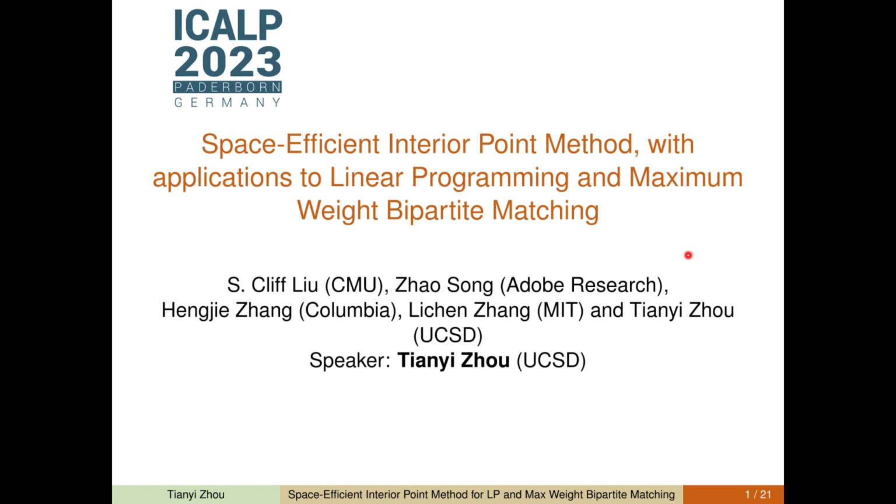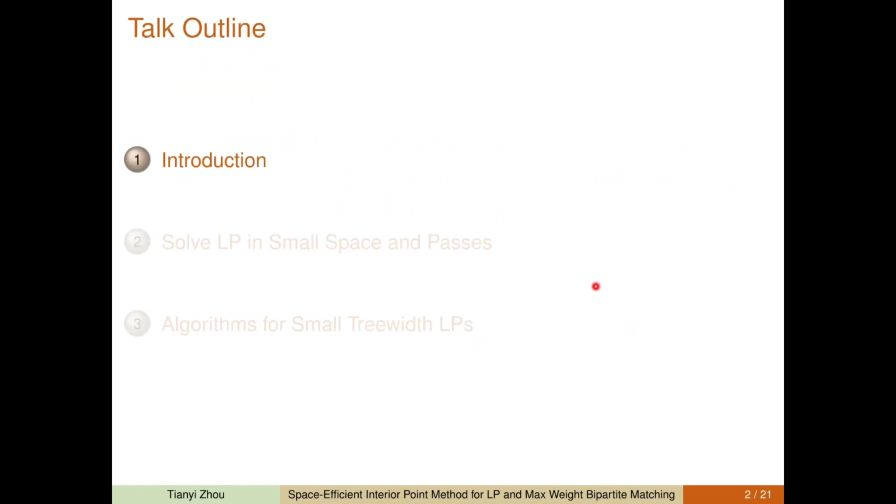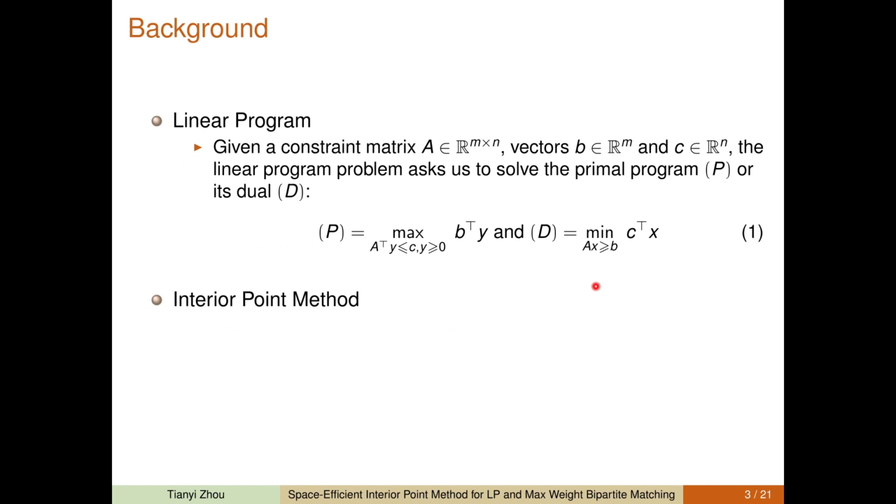In this paper, we study the problem of solving linear programming in a streaming model and propose some efficient algorithms to solve linear programming and its applications. So let's start with the definition of linear programming. Given a constraint matrix A, vectors b and c, the linear programming problem asks us to solve the following primal problem and its dual problem.